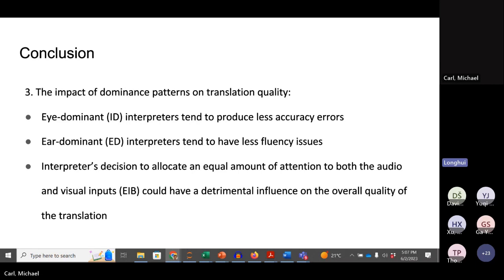And the impact of dominance patterns on translation quality is that eye dominant interpreters tend to produce fewer accuracy errors because they follow the written text most closely. And the ear dominant interpreters tend to have fewer fluency issues because they follow the audio input and the flow of the audio. And the interpreter's decision to allocate an equal amount of attention to both the audio and visual input, that is our ear-eye balanced interpreters, could have a detrimental influence on the overall quality of the translation.